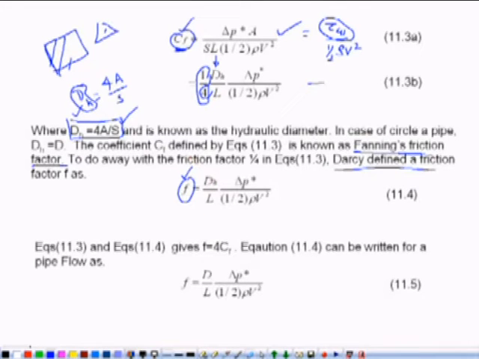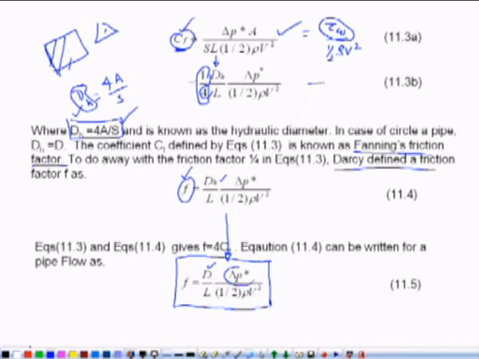So, F is equal to dH divided by L, del P star divided by 1 over 2 rho V square, right. In a more simplified manner, to do away with this H, F is equal to D divided by L, del P star divided by 1 over 2 rho V square, and for pipe flow, the diameter of the pipe is equal to dH. So, F is equal to D divided by L, del P star divided by 1 over 2 rho V square, right.